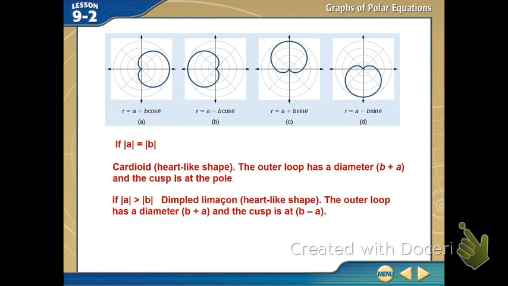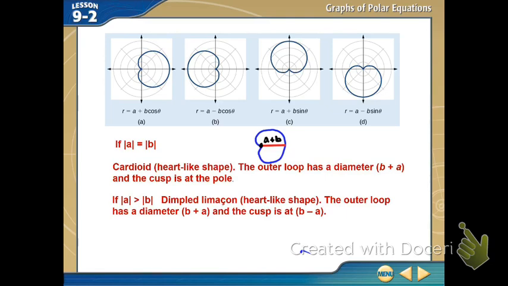All right, first one. If A and B are equal to each other, you'll make a cardioid. That's a heart-like shape. Okay, so then the outer loop will have a diameter of A plus B. So if I'm making my shape like this, right, there's my heart. That's not a very great heart, but good enough, right? And then the cusp is where it starts to turn in, right here. The cusp will be at the pole. That will be the pole, and then this will be A plus B.